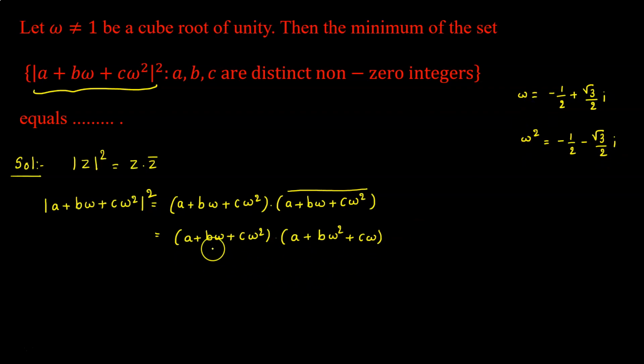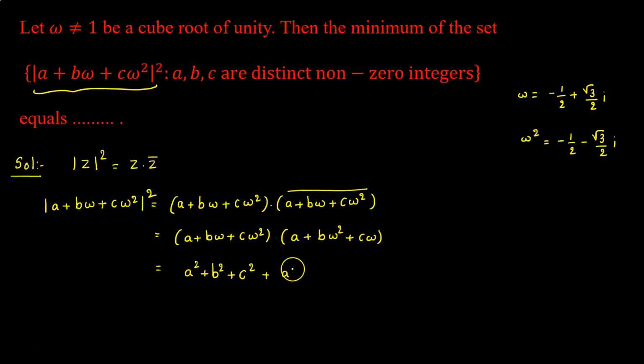So now multiplying them, we will have a square, b square and c square. So omega into omega square, that is omega cube, is 1, right? So we have a square plus b square plus c square, c omega square into c omega, that is c square into omega cube, that is 1, plus now here you have ab, a into b omega square, a into b omega, so we have ab into omega plus omega square. Similarly we will have bc into omega plus omega square, ca into omega plus omega square.